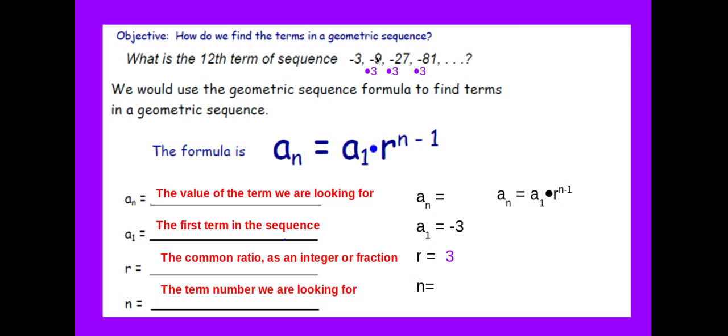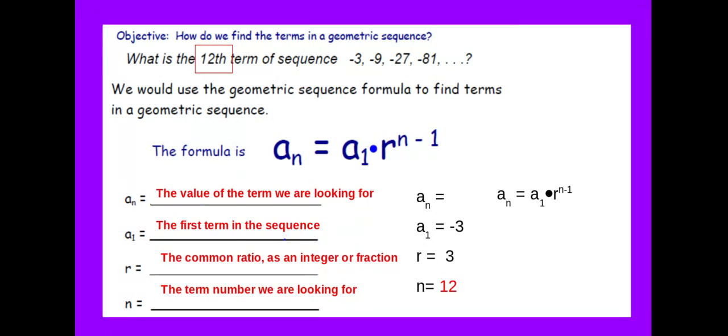-27 divided by -9, you should get 3. -9 divided by -3, you should get 3. So our common ratio is 3. And our n is 12 because we're looking for the 12th term. So make sure you look up here to find that term that we're looking for.